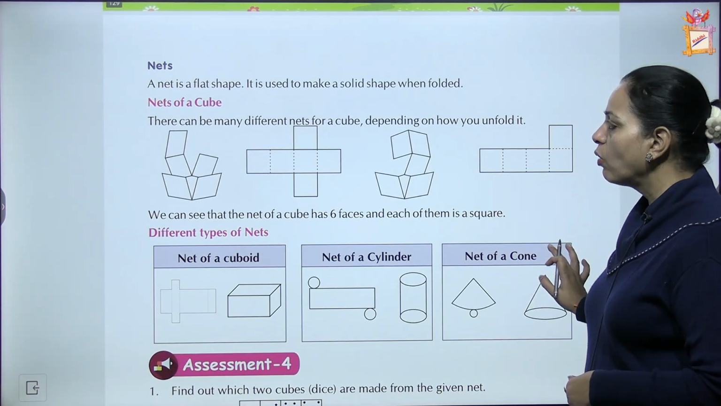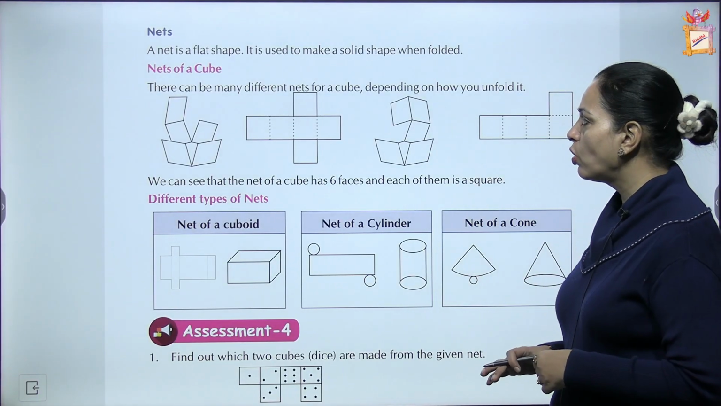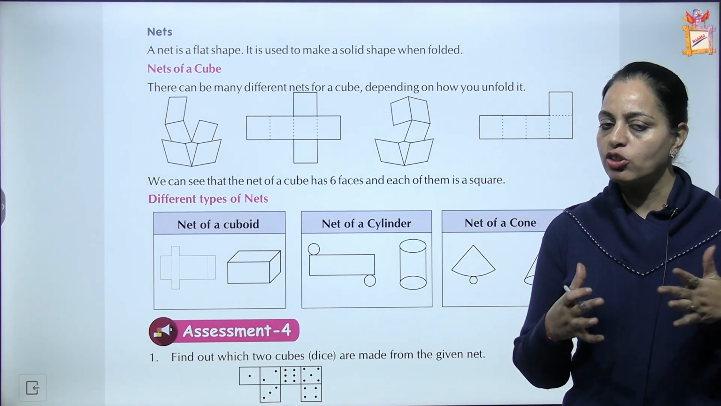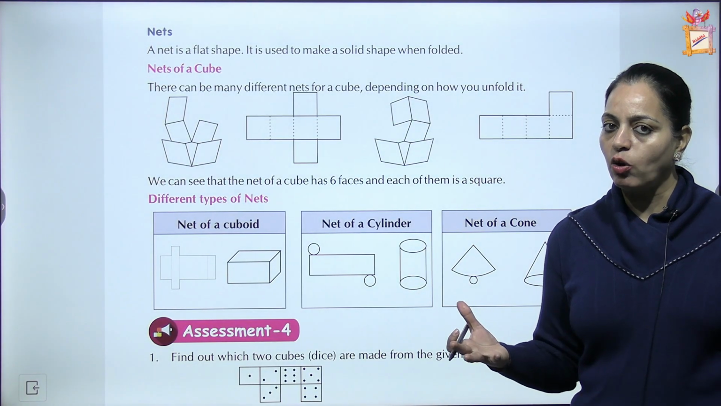Now we are talking about nets. A net is a flat shape. It is used to make a solid shape when folded. Sometimes whenever you get any box like shoe box or pastry box, when you will open it, so that is the net of the box.